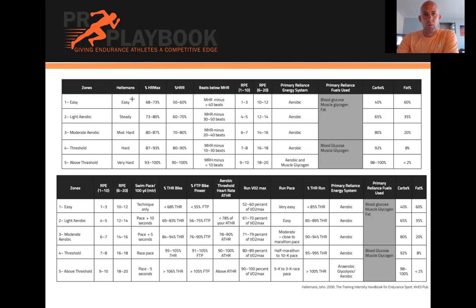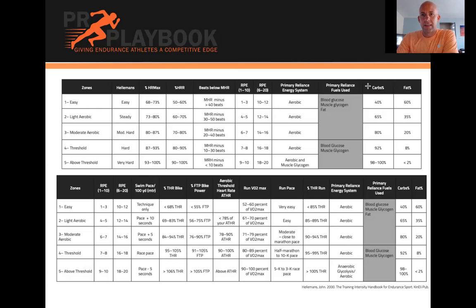And then we have how that feels: easy, steady, moderate, hard, very hard, percent of heart rate max, percent of heart rate reserve, beats below maximum heart rate, and then RPE from a scale of 1 to 10, RPE from a scale of 6 to 20. Then the primary energy system that's being used. So you can see in these lower zones, you're mostly using aerobic through zone 1 through 4, and then you get into the anaerobic on zone 5.